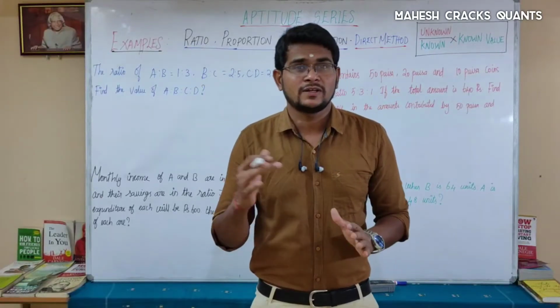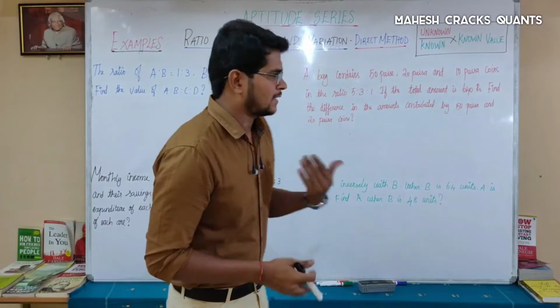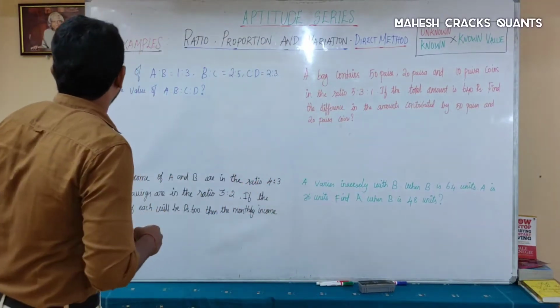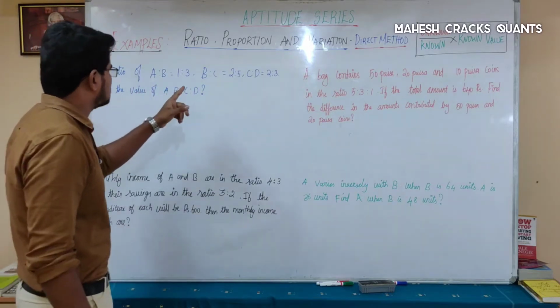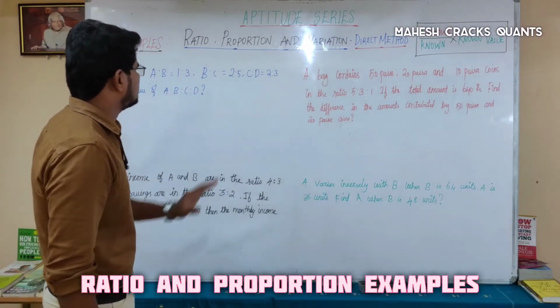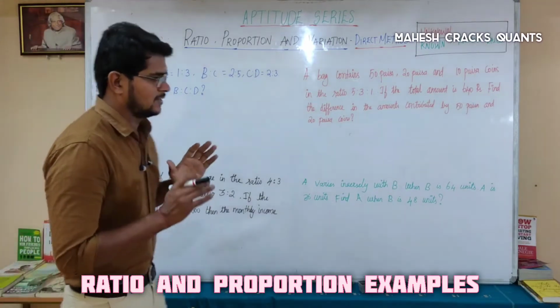This is a continuation of examples of ratio, proportion and variation. Next, get into the class. The first question is, the ratio of A is to B is equal to 1 is to 3, B is to C is equal to 2 is to 5, C is to D is equal to 2 is to 3. Find the value of A is to B is to C is to D.